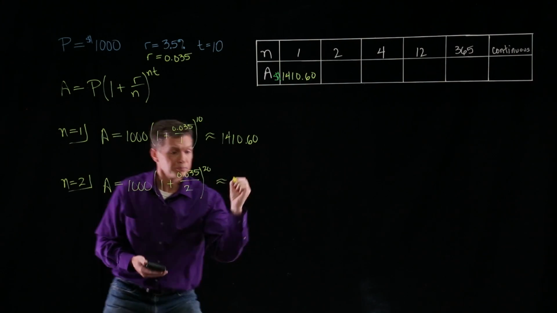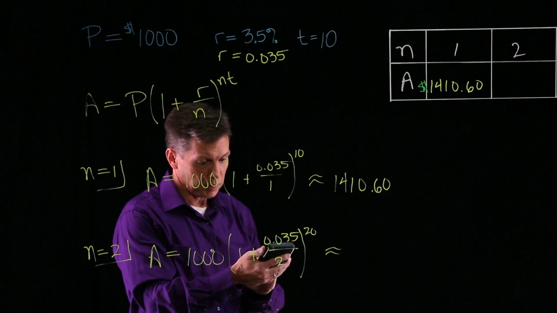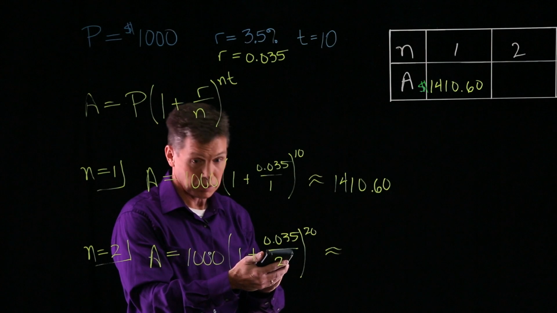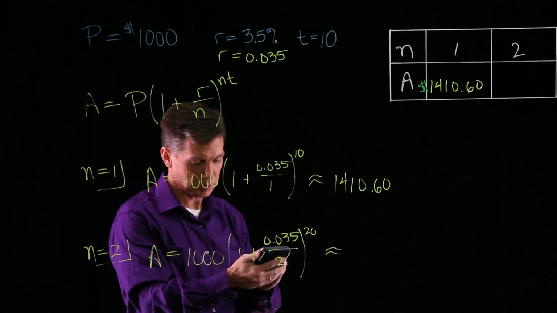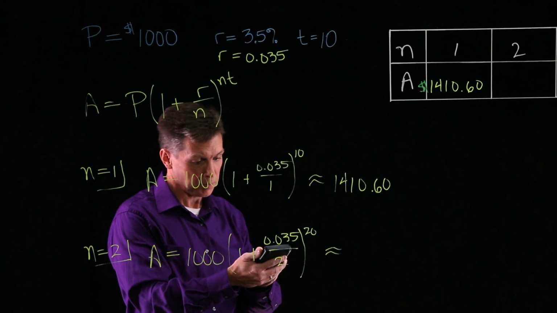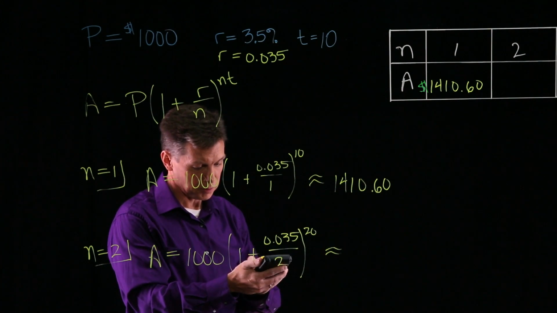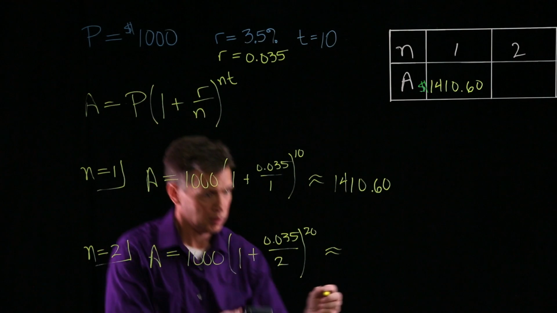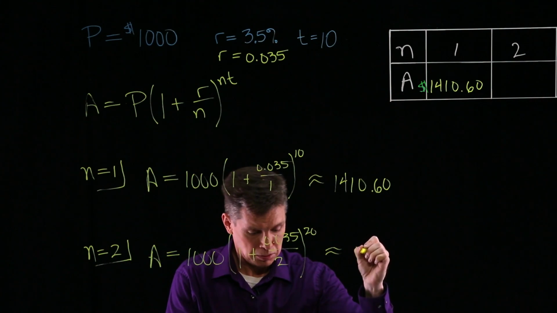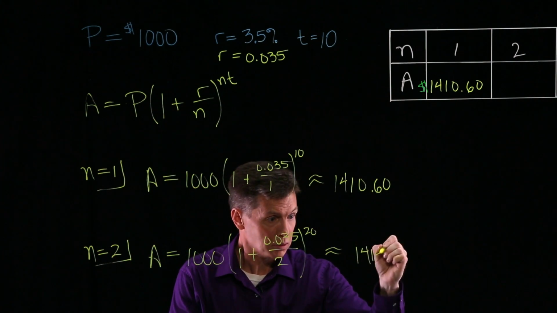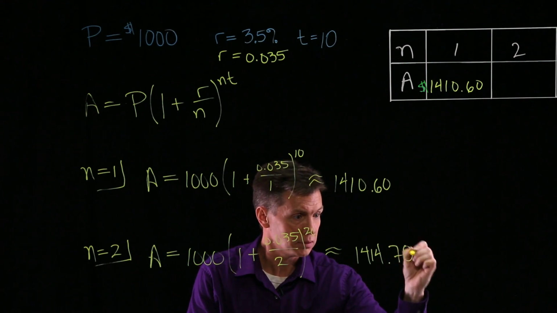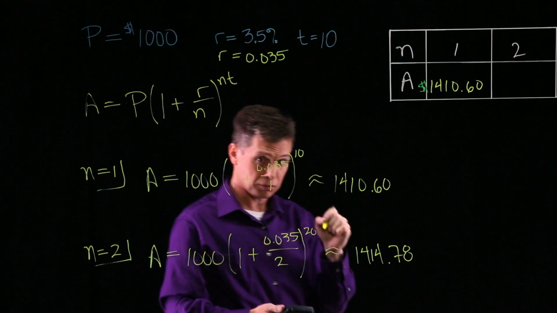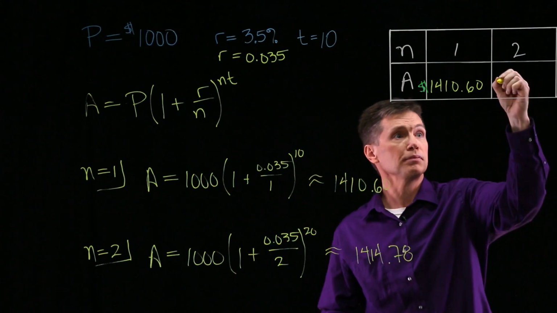Grab the calculator, 1,000 times 1 plus 0.035 divided by 2, raised to the 20. My result is 1,414.78 cents if I'm rounding. I'll fill that in the table.